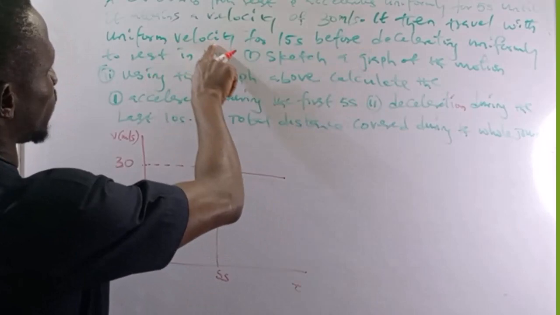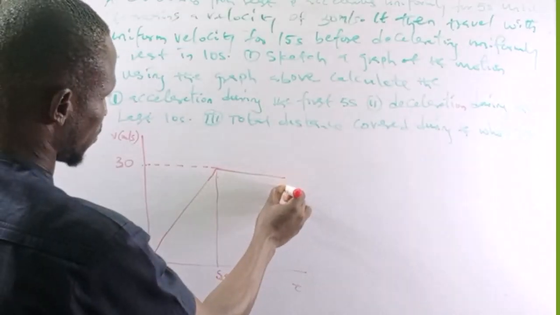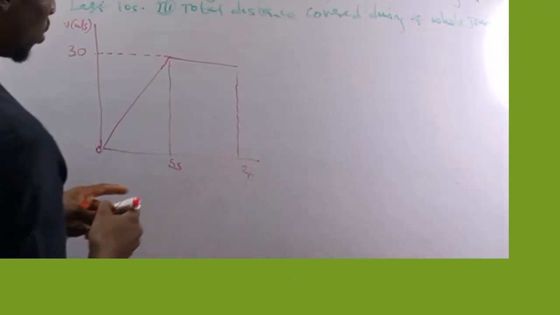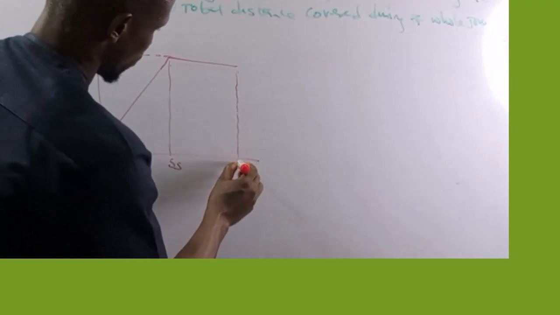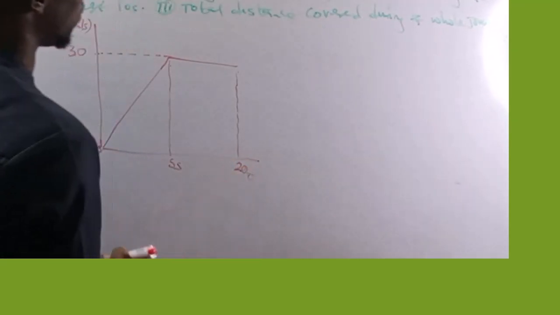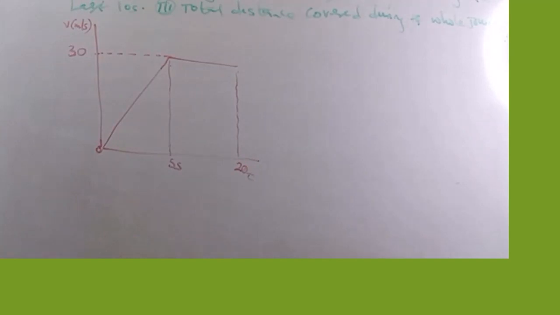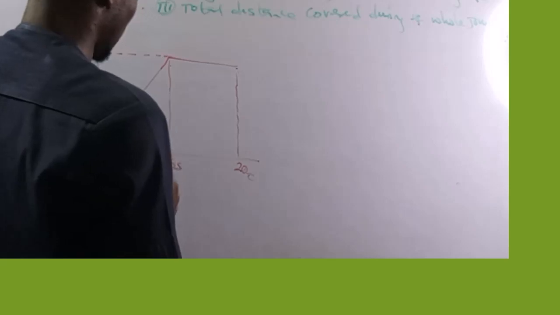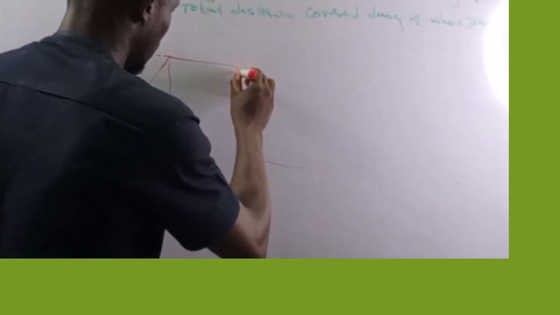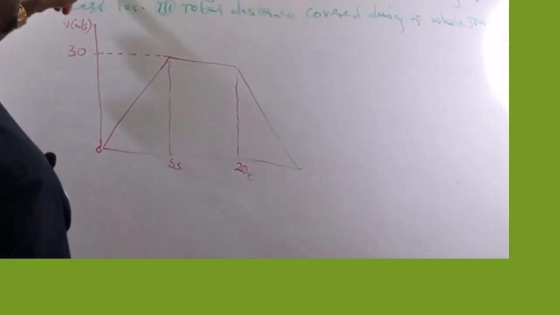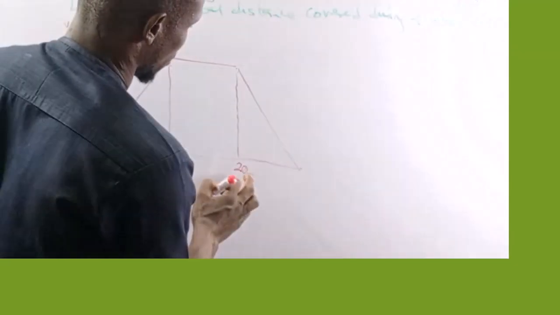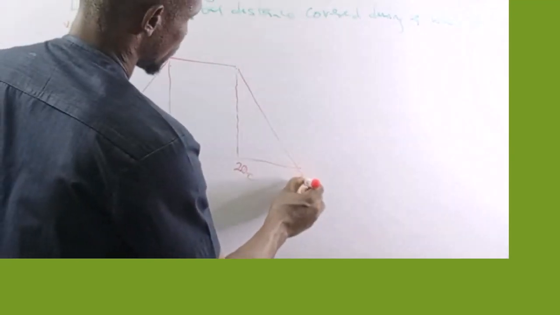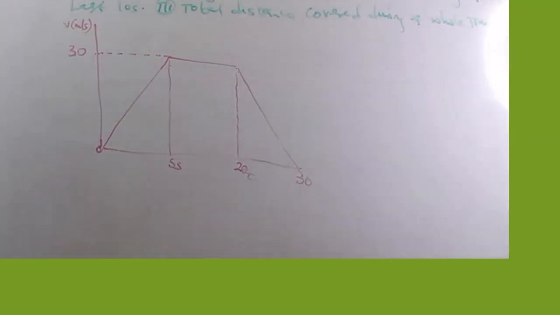It then travels with uniform velocity for 15 seconds. The next 15 seconds should come down. Here is 5. If it's the next 15 seconds, here will be what? Here will be 20 seconds, is it not? So here becomes 20 seconds. Then what happened again? Before decelerating uniformly to rest, after traveling for these 15 seconds, he decides to come to rest. This is the uniform deceleration. So it decelerates uniformly to rest in 10 seconds. Next 10 seconds from 20 seconds, we make it what? 30 seconds. That's the total time. 30 seconds.